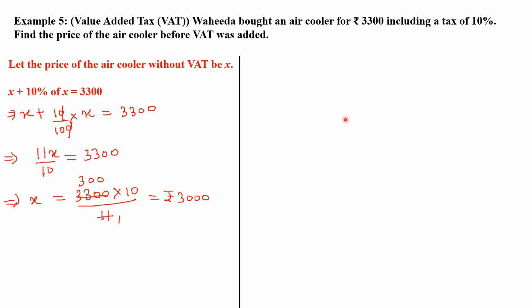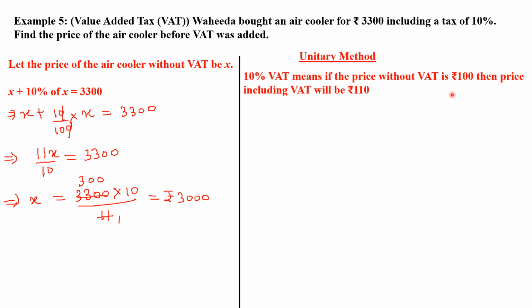Now I'm going to solve this question using unitary method. Okay. Now, first we have to understand what is the meaning of this 10%. Okay, the tax is 10%. So what is the meaning of this? It says that 10% VAT means if the price without VAT is 100 rupees, then price including VAT will be 110 rupees. Now, how 100 became 110?